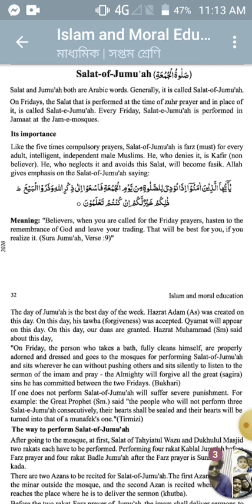That means: Believers, when you are called for the Friday prayers, hasten to the remembrance of God and leave your trading. That will be best for you if you realize it.